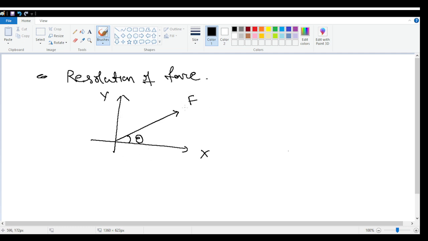If the magnitude of vector A is a, then the component along the x direction, as you are already familiar, is a cos theta. Instead of a, we have the force magnitude F. So the component is F cos theta along the x direction, and along the y direction the value is F sin theta. This is what we are resolving here.